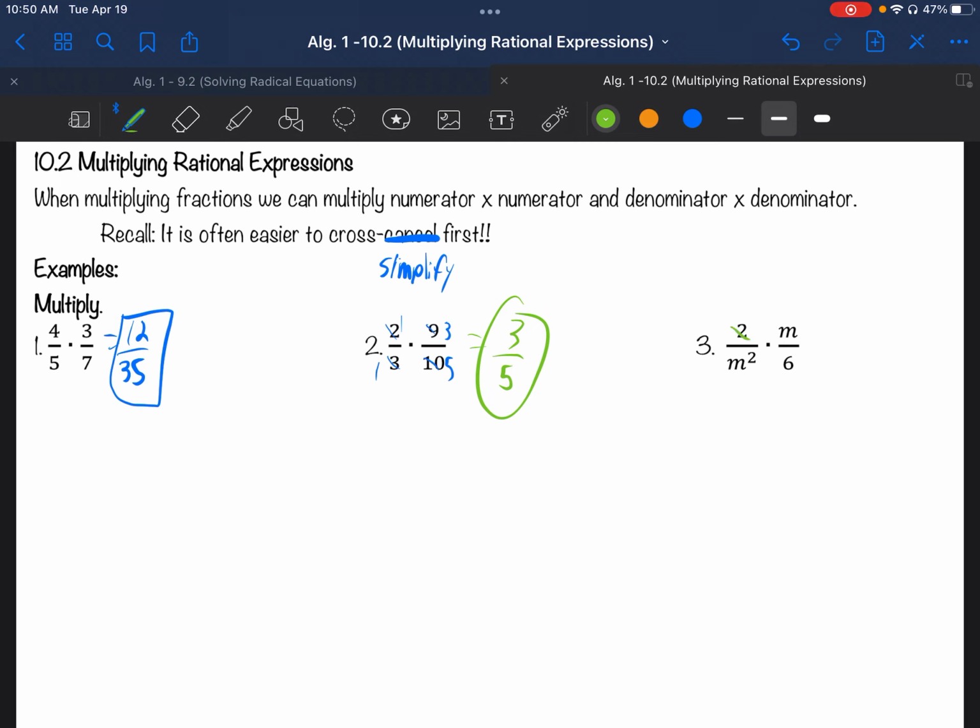Same thing with this last one, 2 and 6, that'd be 1 and 3. And these other ones, m and m squared, we can actually make m 1 and m squared just m. So now we get 1 over 3m. We could have gone the long way as well with that one and done 2 times m on the top and 6m squared on the bottom, and then simplify the 2 and the 6 to 1 and 3, and the m squared to m.